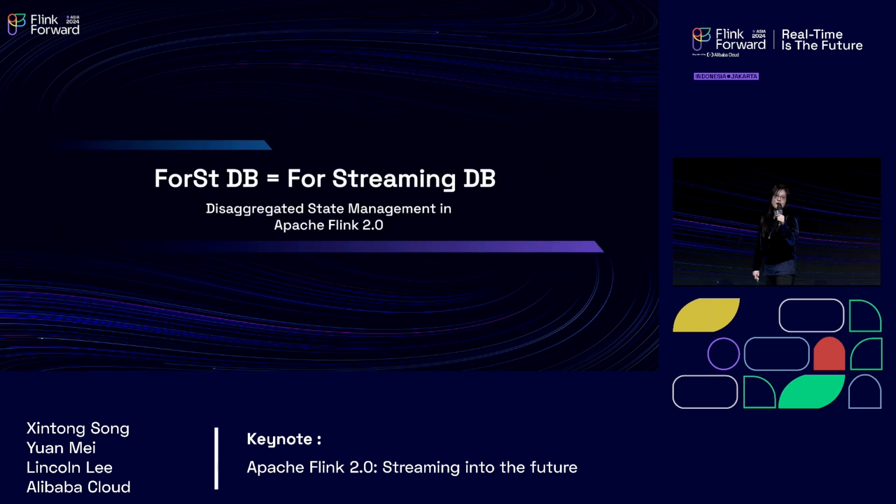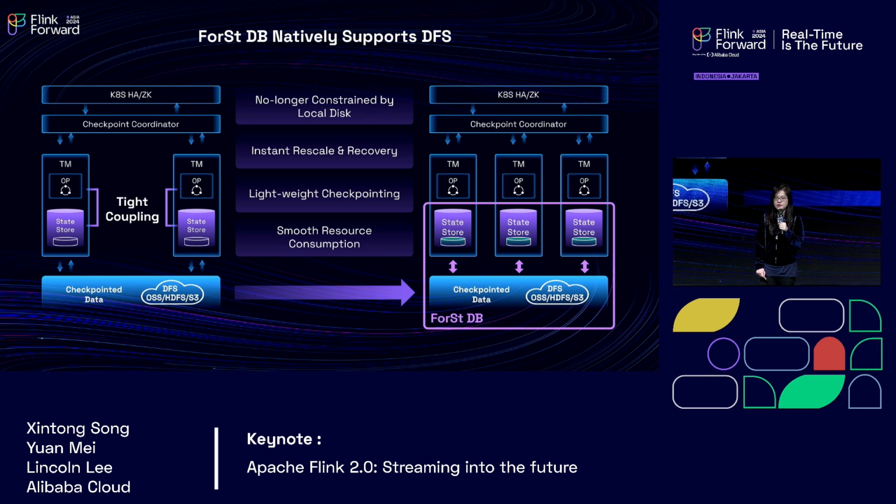This is our solution, which is exactly what we do in Apache Flink 2.0 in the disaggregated state management. Our solution is ForSt DB. ForSt stands for For Streaming, so ForSt DB is the For Streaming DB. It's a very simple and straightforward name with very good intent. I remember that. It's already open sourced, and we wrote it. So what is ForSt DB?